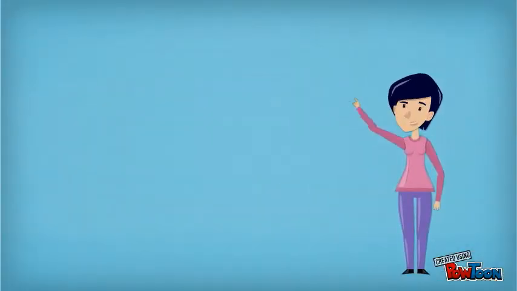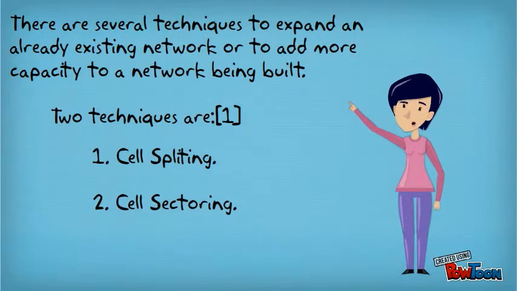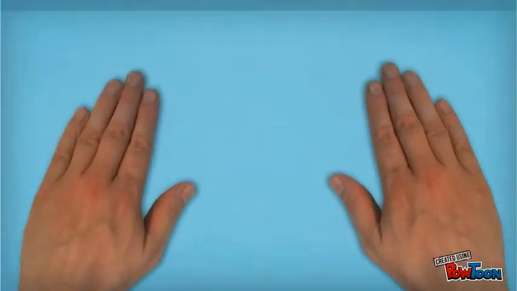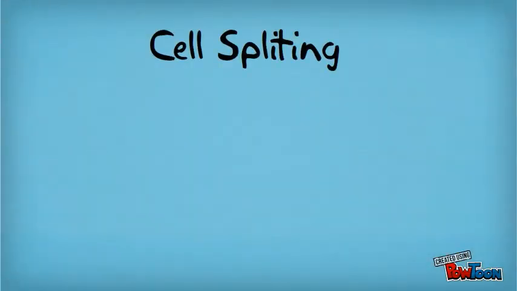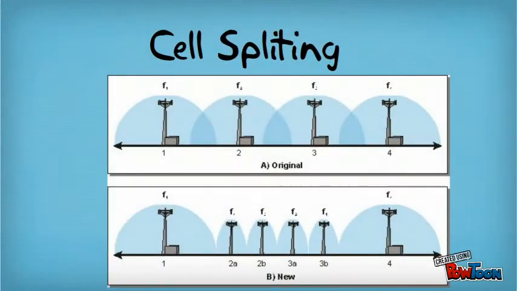There are several techniques to expand an already existing network or to add more capacity to a network being built. Let's discuss two of these techniques, which are cell splitting and sectorization. Cell splitting, reducing the size of the cells of a cellular system, keeps the SIR constant but results in an expansion of network capacity, because smaller cells cover less area and therefore more cells would be required to cover the whole region, which directly reflects on the network capacity.